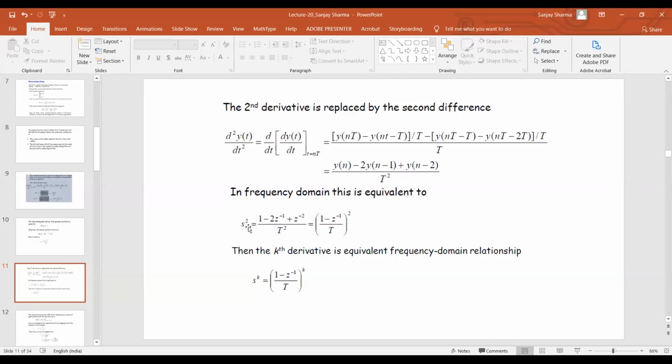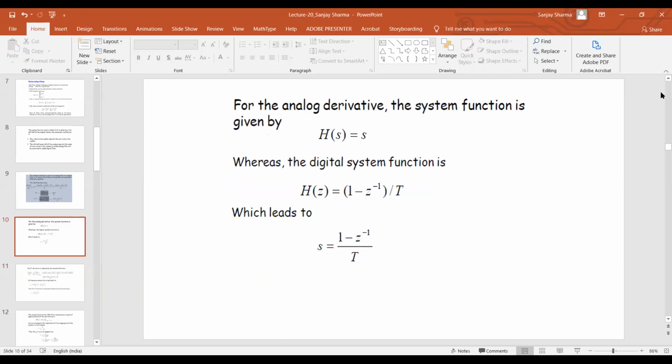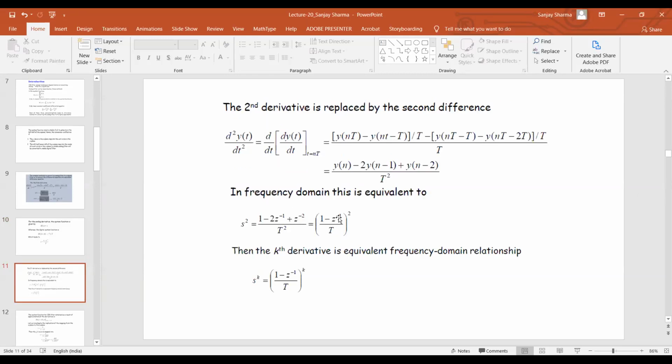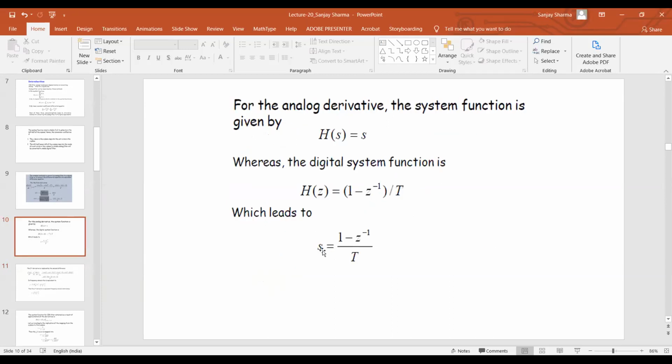So s square in analog domain is equivalent to 1 minus 2 z to the power minus 1 plus z to the power minus 2 divided by T square, and we can write it as 1 minus z to the power minus 1 divided by T whole square. So this equation is for the first derivative: s is equal to 1 minus z to the power minus 1 divided by T. Now if you look at the second derivative, it is 1 minus z to the power minus 1 divided by T whole square, and in analog domain it is equivalent to s square.